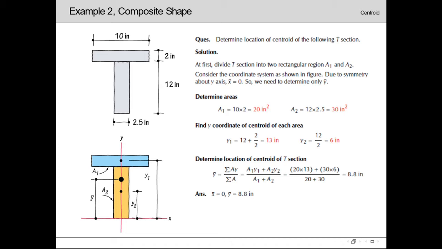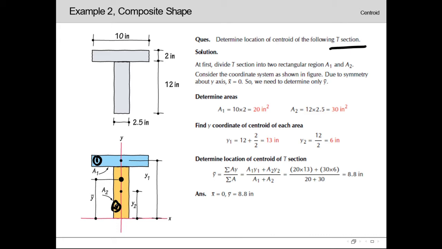Now let's come to example 2. In this example 2, we are asked to calculate the centroid of this T section. This T section can be divided into 2 small or simpler segments: segment 1, which is in blue color, and segment 2, which is in yellow color.